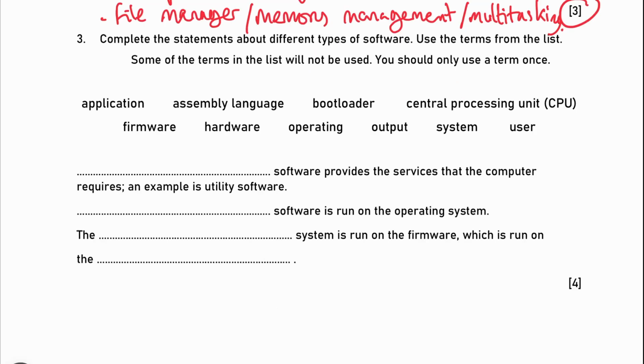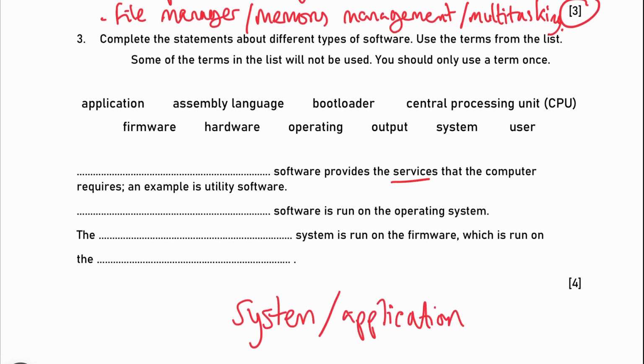Some of the terms won't be used. You should only use each term once. So, something software provides the services that the computer requires. An example is utility software. So there are 2 types of software that we have covered. They are system software and application software. And we should remember the software that provides the services to the computer are classed as system software. So we can tick that one off.